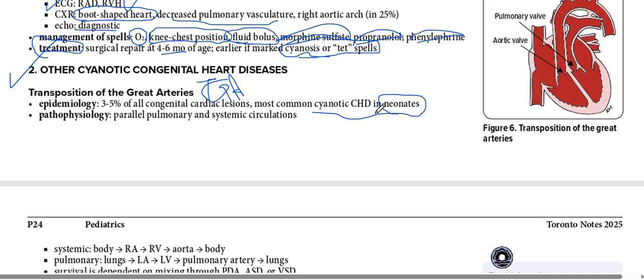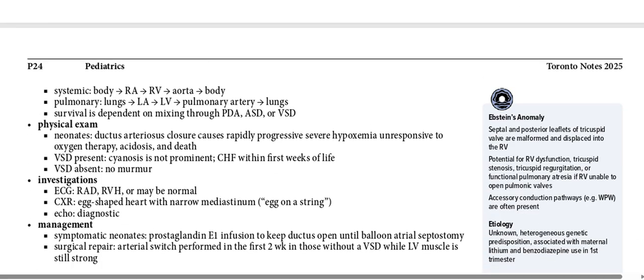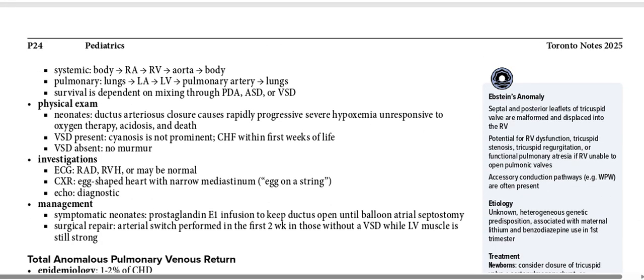Neonate is just a newborn, less than 28 days of life. There is parallel pulmonary and systemic circulation. We need to learn this. Body blood flows to the right ventricle, aorta, and to the body again. The pulmonary circuit goes lungs, left atrium, left ventricle, pulmonary artery, lungs again. So survival is dependent upon mixing through PDA, ASD, VSD.